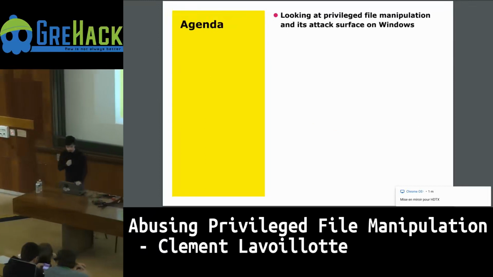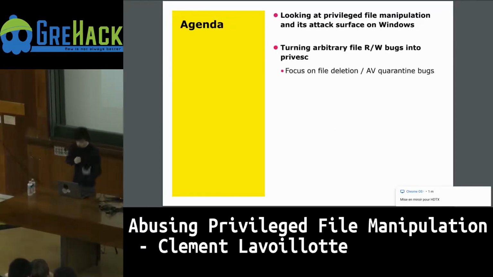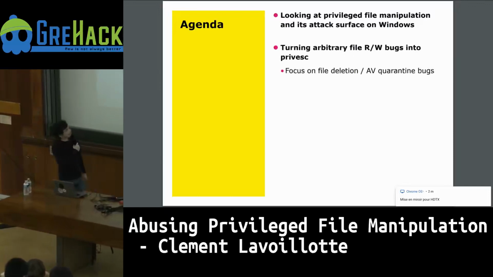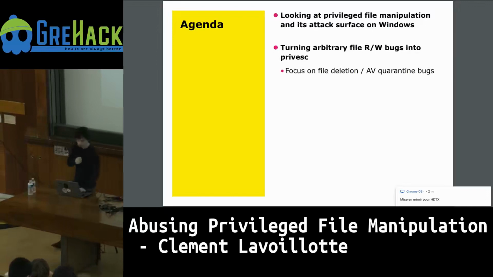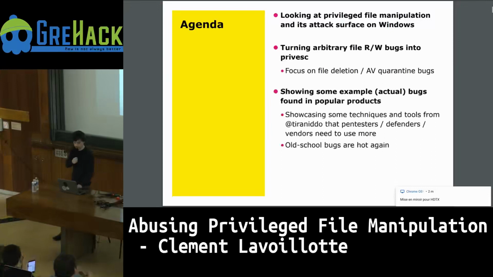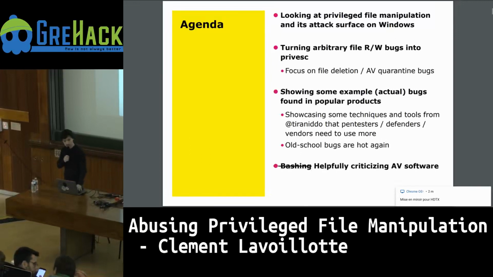So, as I said, the attack surface of file manipulation on Windows and turning arbitrary file read or arbitrary file write bugs into privilege escalation, with a small focus on file deletion or AV quarantine bugs. And we'll show some actual examples of bugs that we found in popular products, as well as some techniques and tools to exploit these bugs.